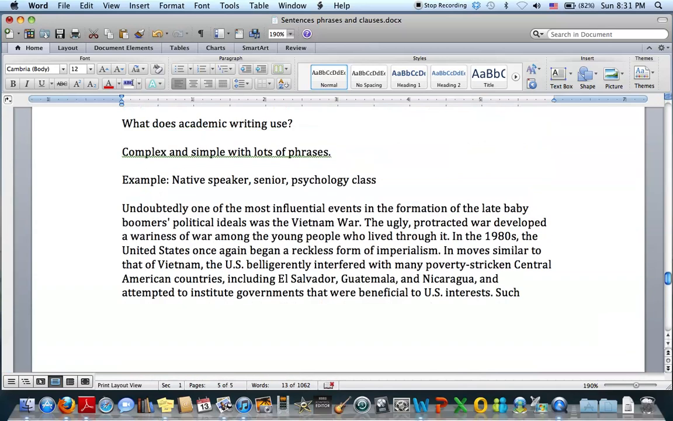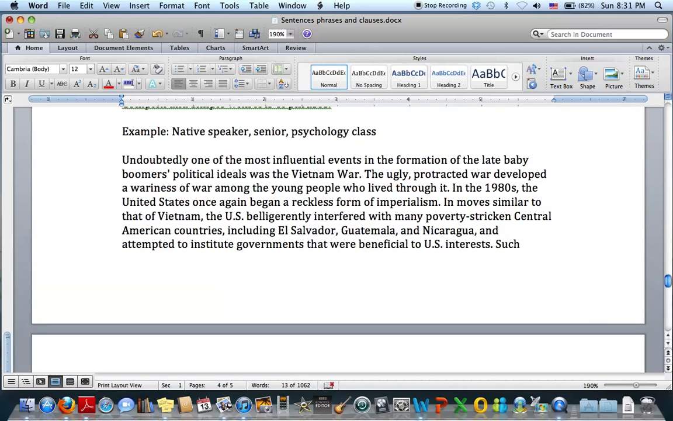So again, if we take a look briefly, if we just count up the phrases in here, undoubtedly, there's one adverb that counts as an adverb phrase. And then we get one of the most influential events in the formation of the late baby boomers' political ideas, one giant long noun phrase, right? Inside of it, we can break that apart into 2, 3 phrases if we want to, but one clause. If we break it down, again, we're inside the 3 to 5 rule. Let's take a look at that.